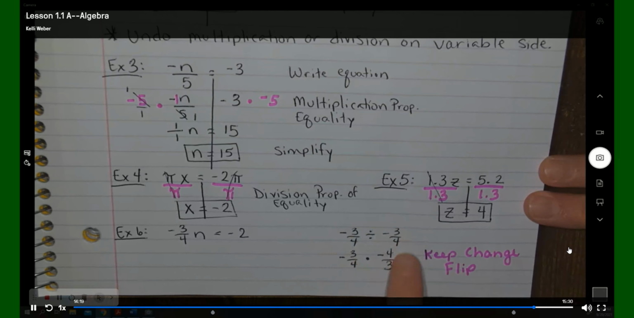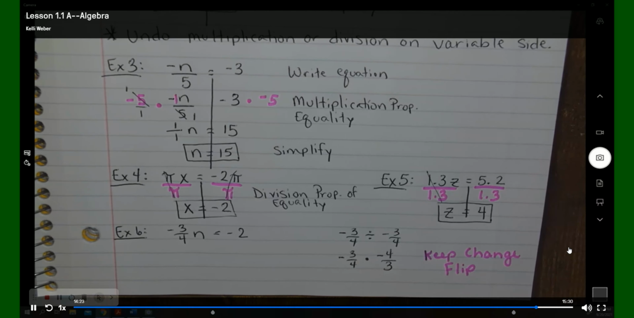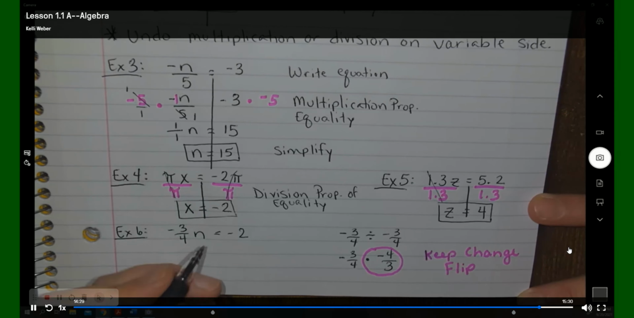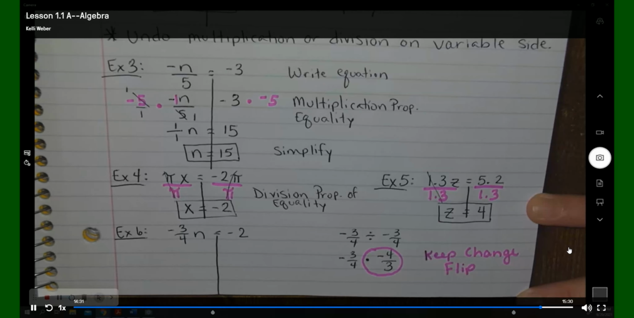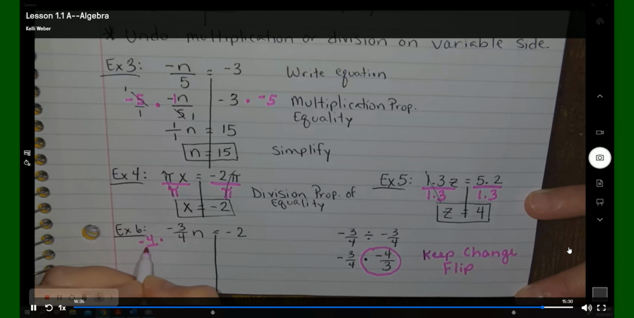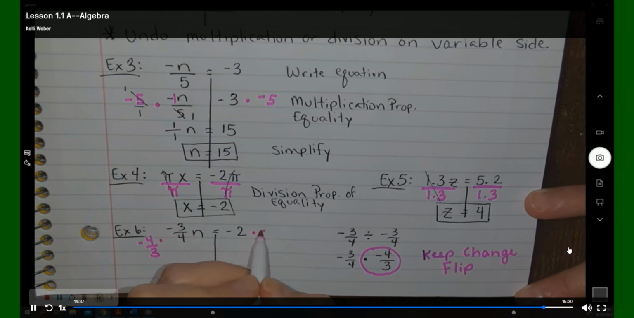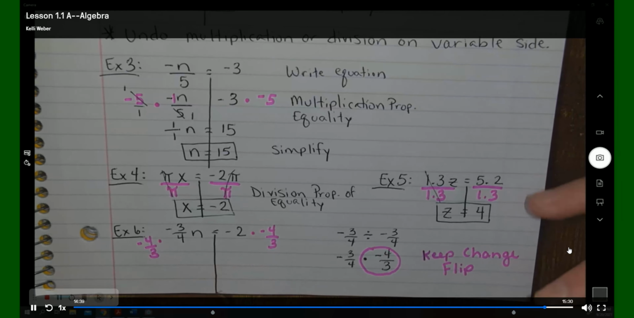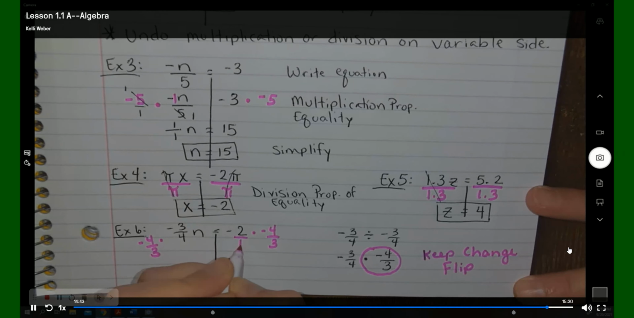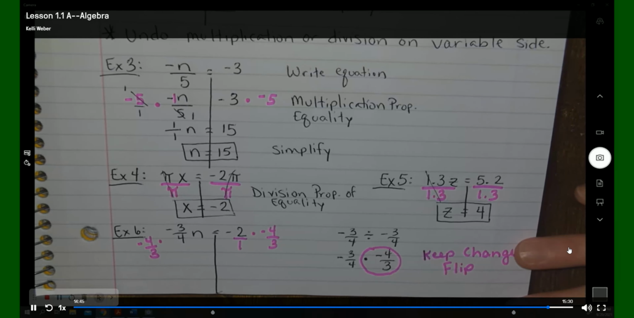So instead of showing this whole bit every single time, I'm just going to take the part right here that shows I am multiplying by -4/3, and I'm going to do that on both sides of the equal sign. So times -4/3, times -4/3. I'm going to make the 2 into a fraction to make life easier.